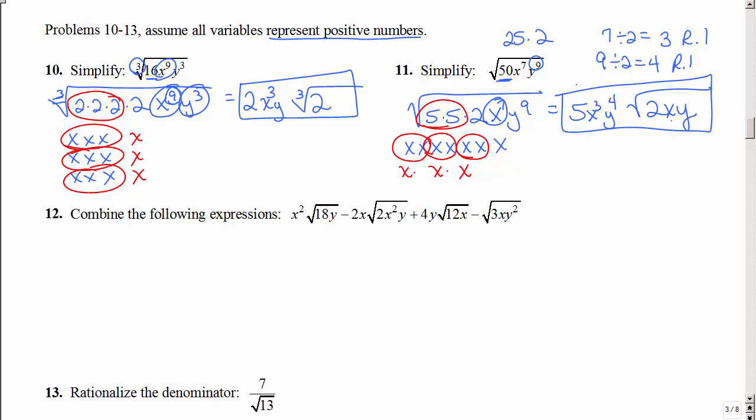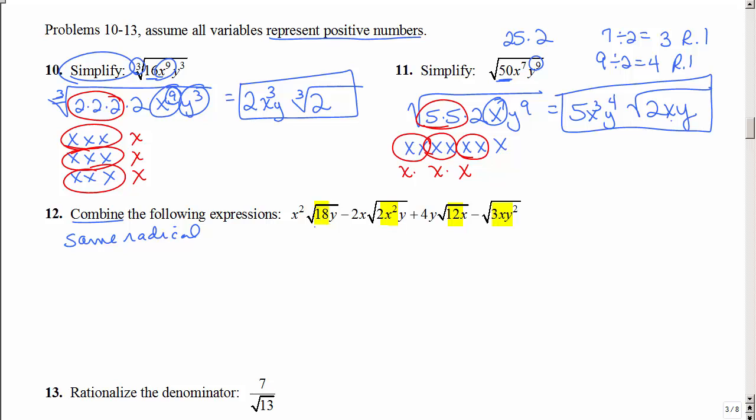Number 12, combine the following expressions. Well, how do I do that? Well, first of all, they have to be the same radical to even think about combining. And if you look, they're all three different. I mean, that's different, then that different, different, different. But what we can do is simplify the radical first.